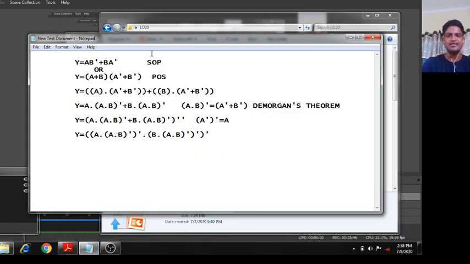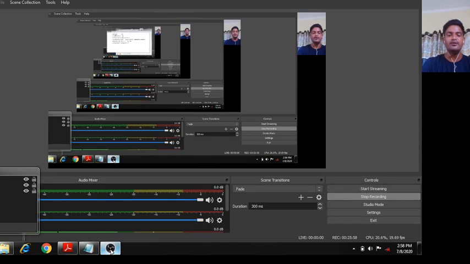In the next class we will see how to implement any boolean function by using the minimum number of NAND gates or by using the minimum number of NOR gates.